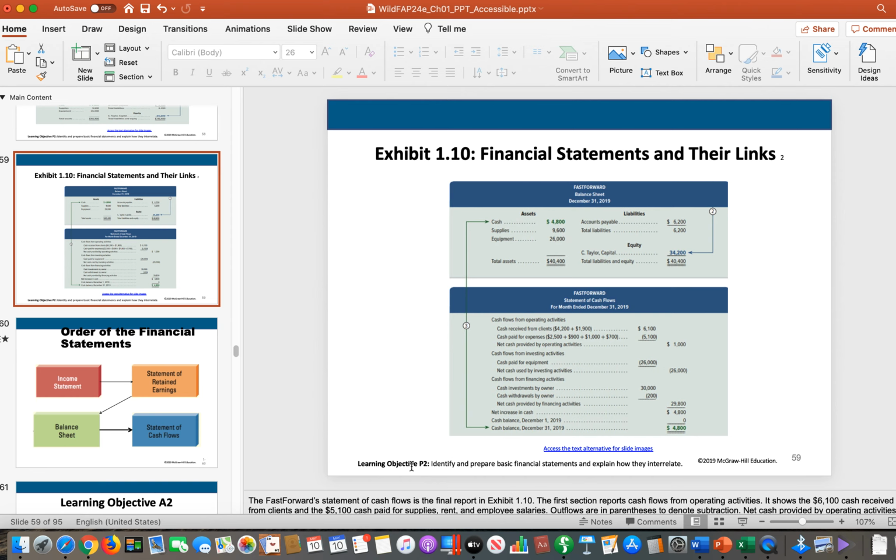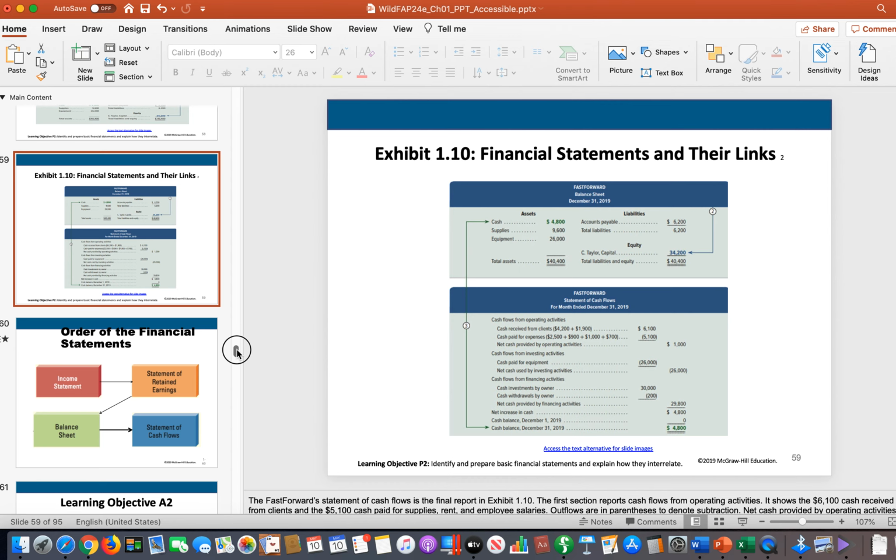But notice something here, again, to show the interconnectedness of these statements. The very bottom line of the statement of cash flows, which covers a period of time also, we have $4,800. That's how much cash we have at the end of the period, and it matches the cash balance in the balance sheet of $4,800. If it does not, you've made a mistake. The cash balance on the balance sheet should match exactly the cash balance at the very bottom of the statement of cash flows.